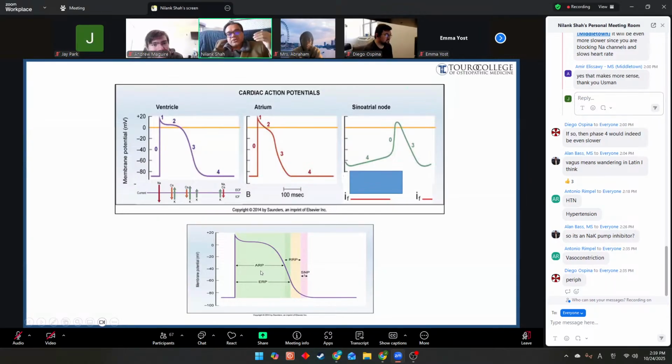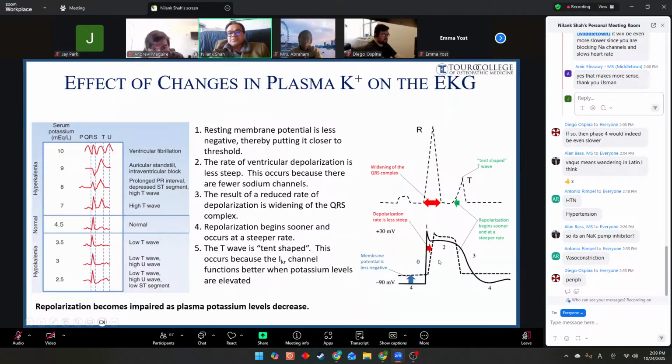They are more likely to fire another action potential because you have shortened the refractory period. Okay, you have shortened the refractory period, right? And that's why you can easily fire another action potential in the middle of the actual action potential that will result in arrhythmias. That's why this patient develops arrhythmias, because of the decrease in refractory period.